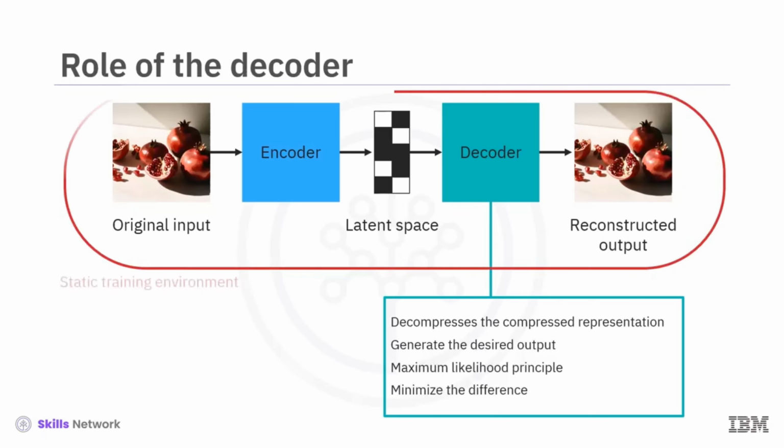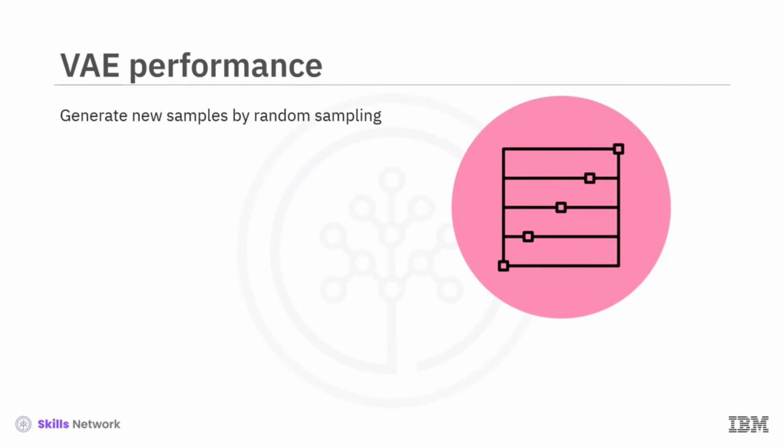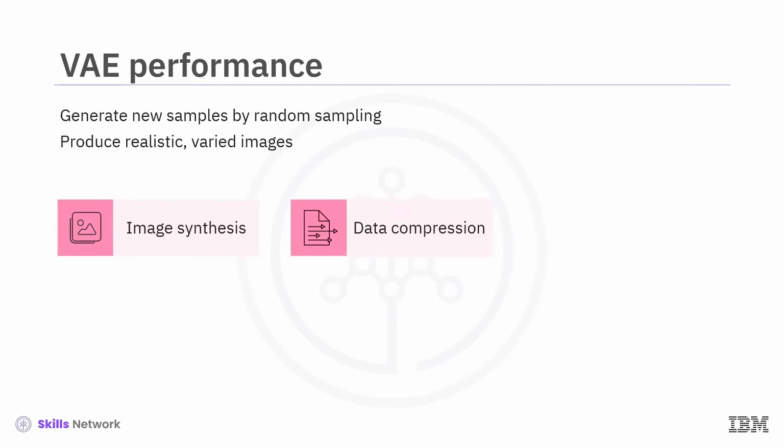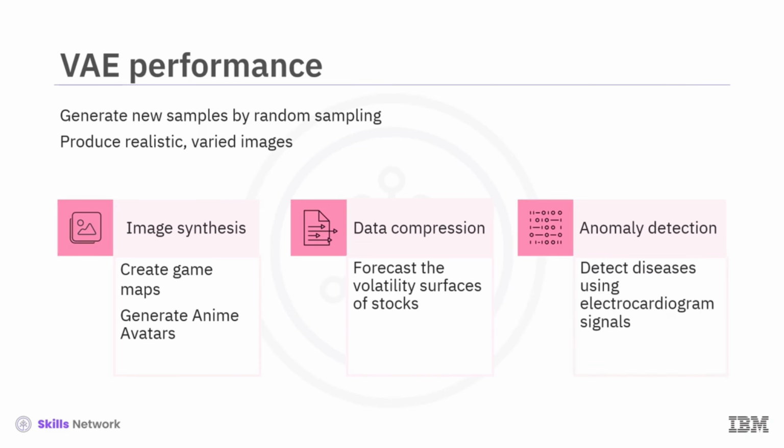Although VAEs are trained in a static environment, their latent space is characterized as continuous. Therefore, they can generate new samples by randomly sampling from the probability distribution of data. Because they can produce realistic and varied images with little training data, VAEs are used in image synthesis, data compression, and anomaly detection tasks. For example, the entertainment industry uses VAEs to create game maps and anime avatars. The finance industry uses VAEs to forecast the volatility surfaces of stocks. The healthcare sector uses VAEs to detect diseases using electrocardiogram signals.